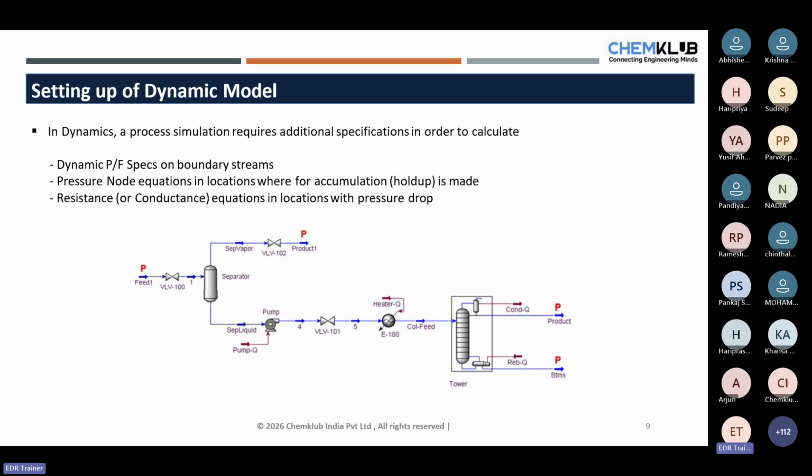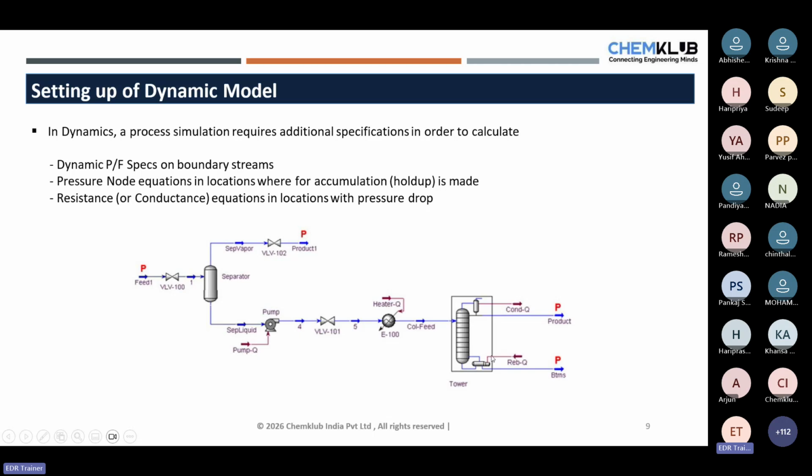Now, how to do the setting up of a dynamic model? In a dynamic model, the process simulation requires additional specification in order to calculate three things. One is the dynamic pressure or flow specifications on battery limit, then pressure node equations in locations where accumulation is made, and the resistance. So we have already discussed this point.